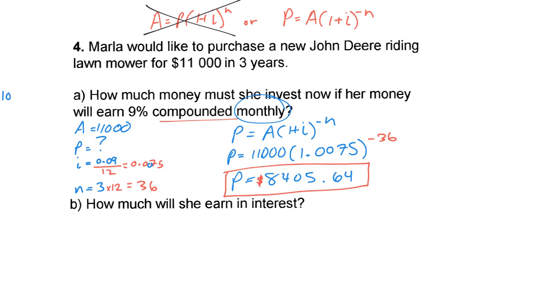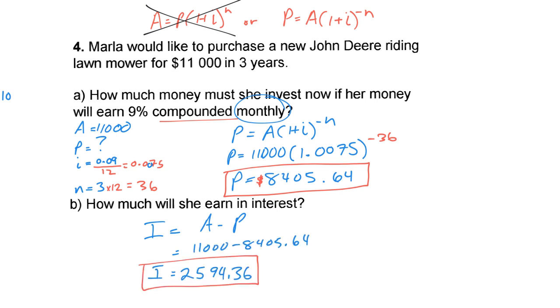So now if I want to figure out how much interest I have for this one, your interest is the amount minus the principal, just like before, and you get this. And we end up with $2,594.36 as our final answer.